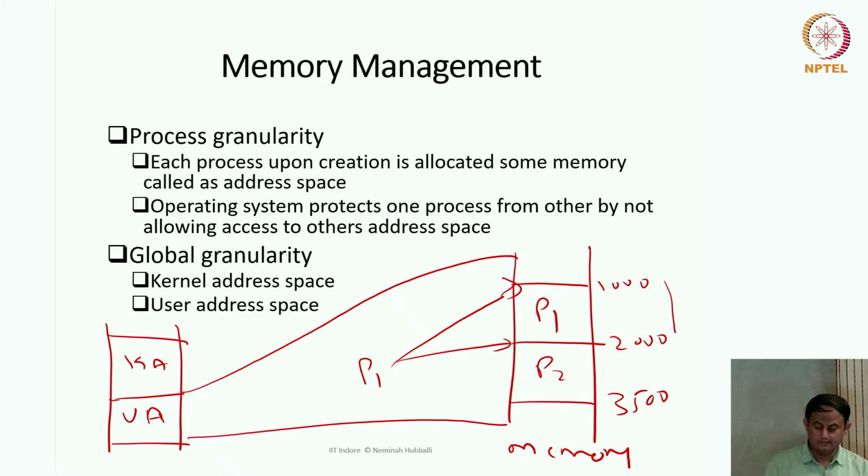This global division of kernel address space and user address space is a deliberate one. Why is this done? Because the kernel is a privileged component. So all the processes that are part of the kernel are going to be running in the kernel address space.